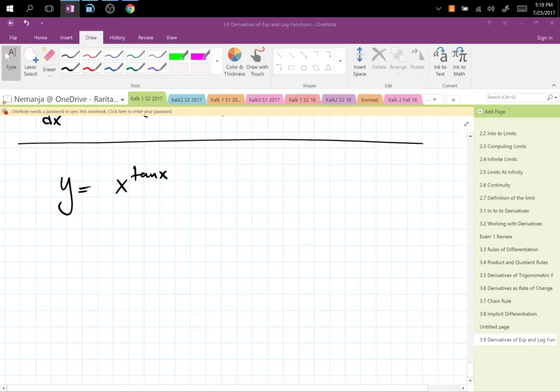To solve this equation, you apply ln to both sides, and you get x ln of tangent x, or x to the tangent x. So you always apply the log to both sides.